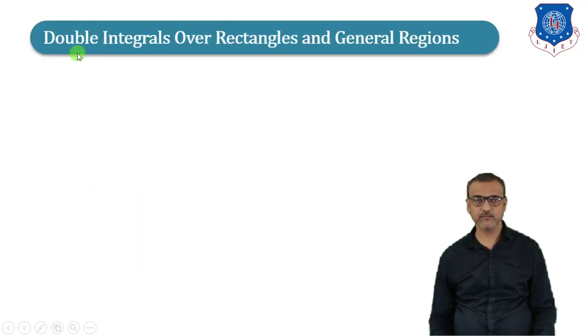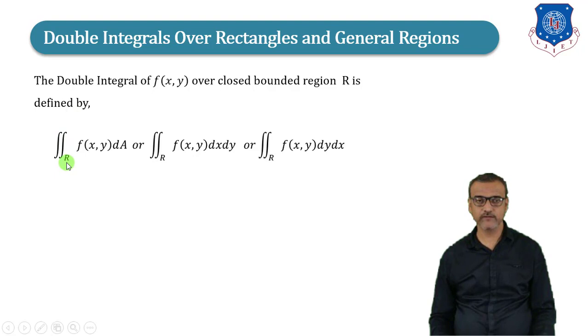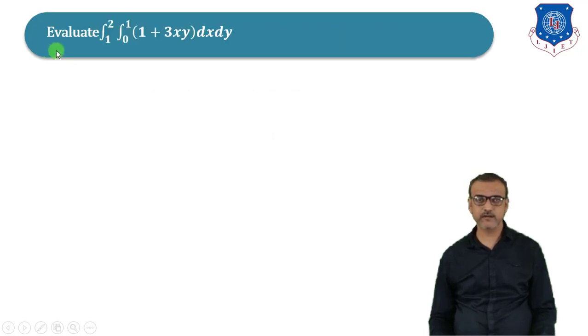First of all, we will see what is double integrals over rectangles and general regions. The double integral of function of x, y over closed bounded region R is defined by double integration over a given region R of function of x, y, dA, or dx dy, or dy dx. Here dA is nothing but dx dy or dy dx. Now we will see examples related to this topic.